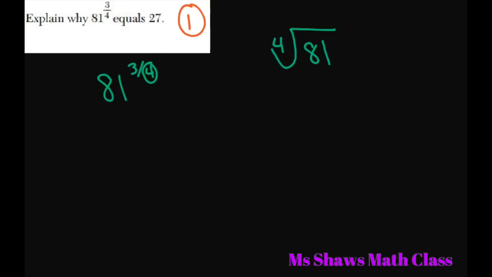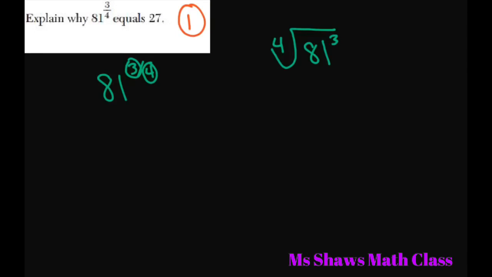This is the first example of why 81 raised to the 3/4 power equals 27. Basically, what you need to know is that 4 is your root. So if we have 81 to the 3/4, 4 is your root, so that's the fourth root of 81. And 3 is your power, so that's cube.